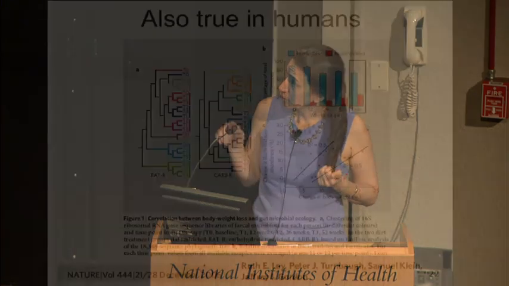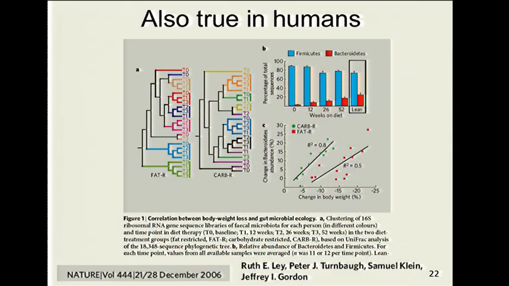The studies on obesity have also now been shown in humans. This was one of the studies that got a lot of press when it came out 5 years ago, looking at the bacteria that live in the human gut. These are people who are put on a diet, and as they become leaner, the amount of Bacteroidetes increases and the amount of Firmicutes decreases, and that is correlated with changes in body weight.